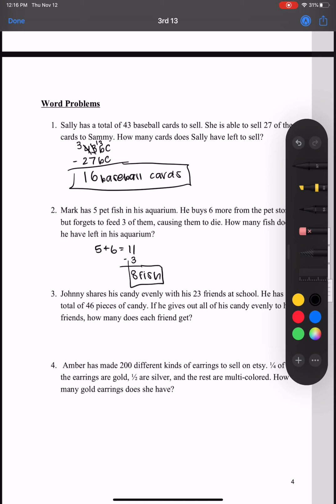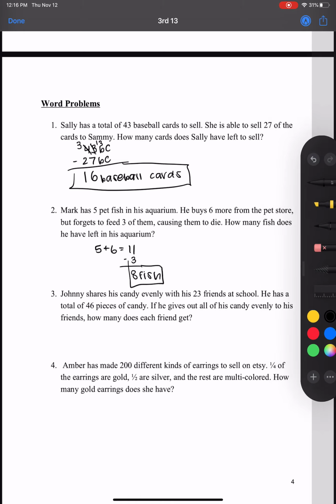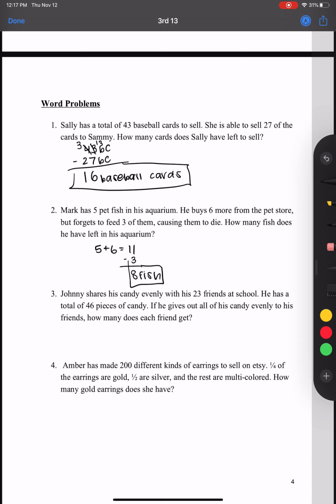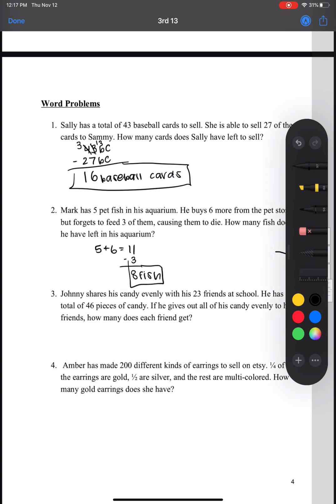Okay, number 3. Johnny shares his candy evenly with 23 friends at school. He has a total of 46 pieces of candy. If he gives out all of his candy evenly to his friends, how many does each friend get? So he has 23 friends at school, and he has a total of 46 pieces of candy. So if you want every friend to get an even amount of candy, what you have to do would be 46 divided by 23.